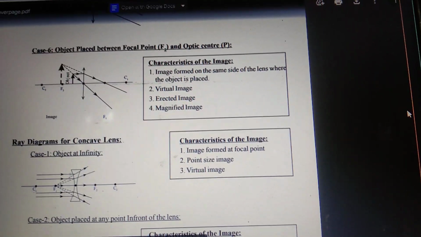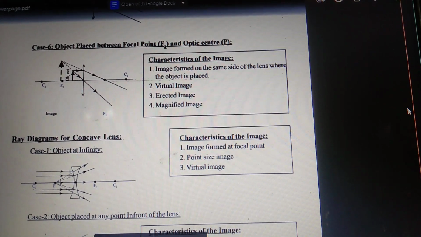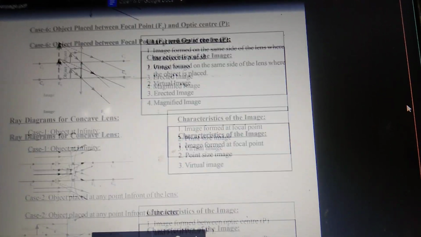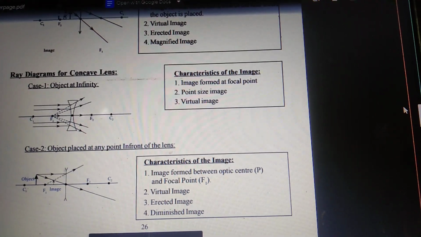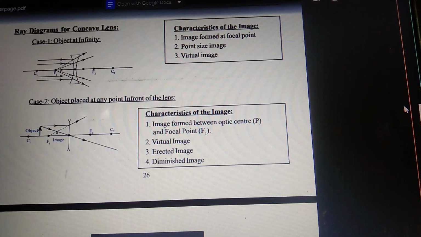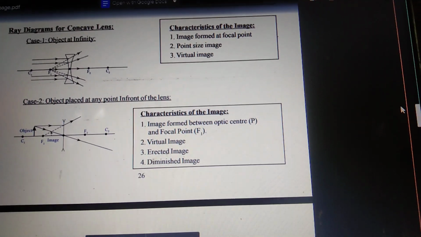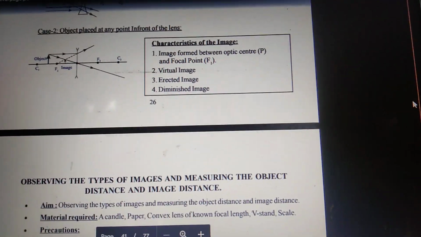Now for a concave lens, when we place an object at infinity, the rays appear to meet at the focus. Now if you place an object anywhere between the center of curvature and focus, you'll get a virtual image, and also the image is formed between the optic center and focus.